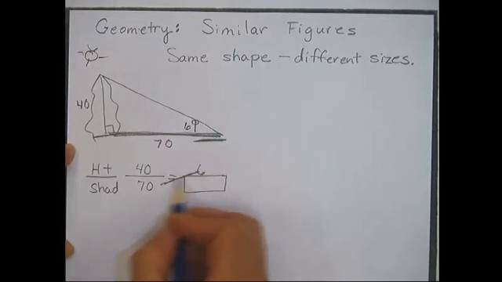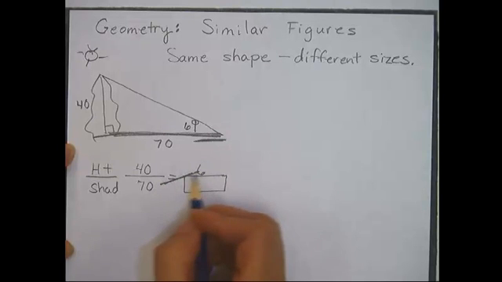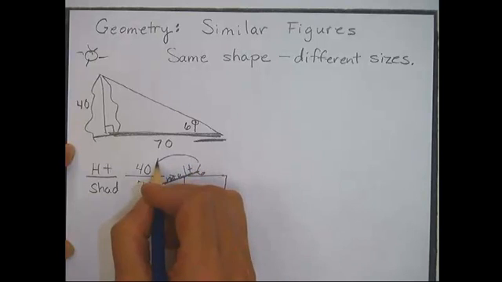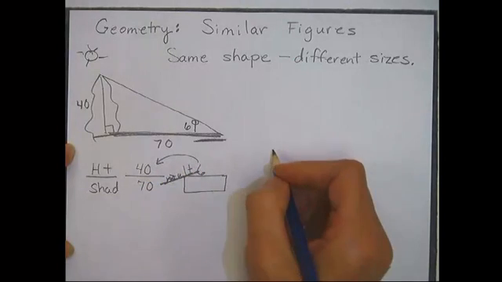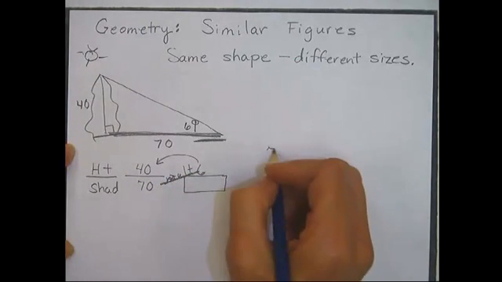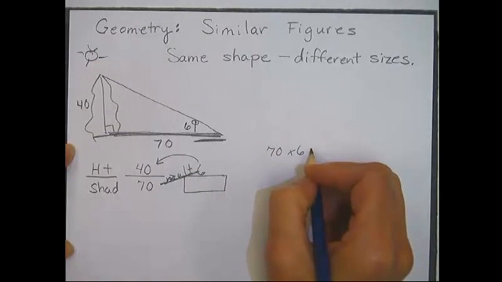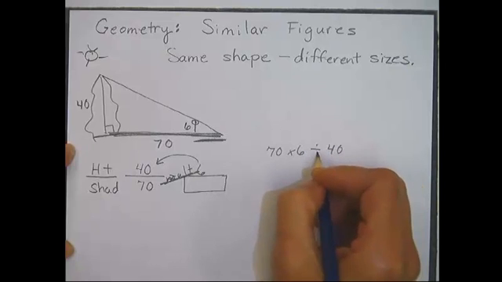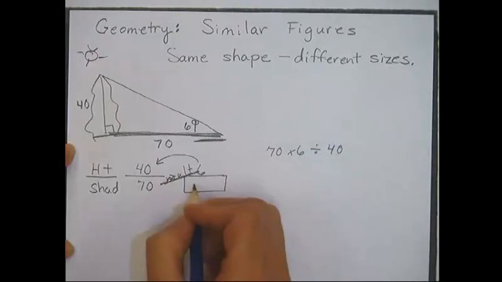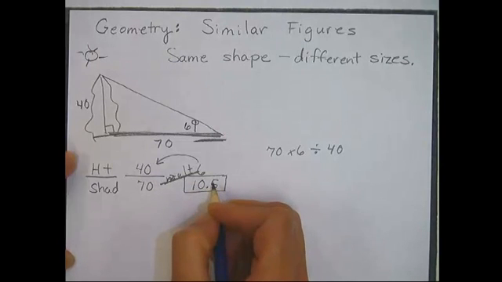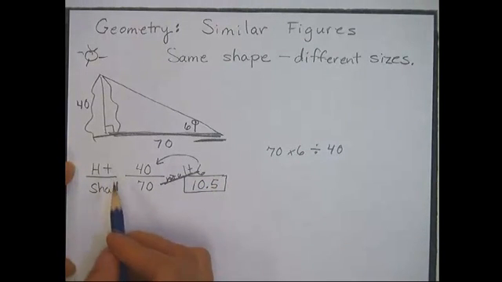Okay, we can see that we've got a proportion problem here, and we're going to look at our diagonal of numbers, and that is where we multiply. And then we're going to turn around and divide by the term that is left over. So 70 times 6, and then we're going to divide that by 40. And when we enter that into our calculator, we're going to find that our shadow is 10.5 feet long. Okay, and that was just looking at the height to shadow ratios.